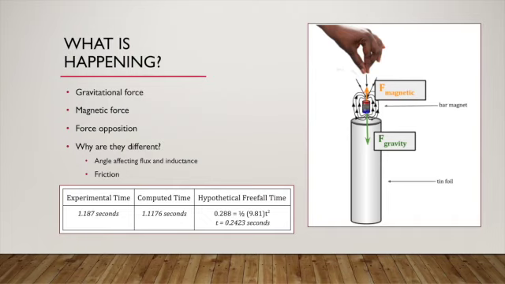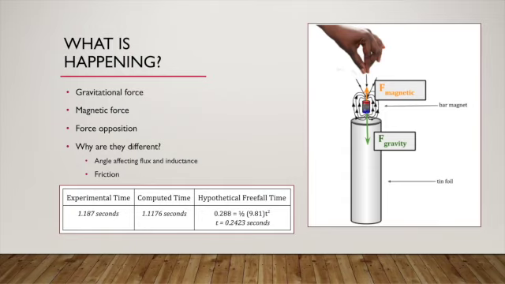Here I have the experimental time and the computational time, and I also calculated the free fall time to show how they were all different from each other. On the right, I've drawn a free body diagram depicting the experiment. When determining why the experimental time and the computed time are so different, you have to take into account the experimental things that could come into play.